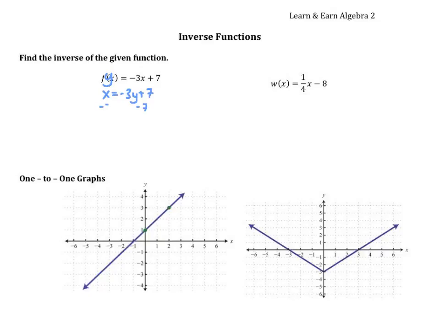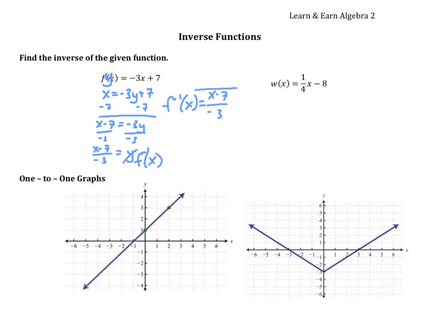Now all you need to do is solve for y. So I'm going to subtract 7 from both sides. So I get x minus 7 equals negative 3 over y. Next, I'm going to divide by negative 3 on both sides. So then I get y equals x minus 7 over negative 3. Now, to write your answer, I'm going to replace the y with f of negative 1, x. So, the inverse of f of x equals x minus 7 over negative 3.